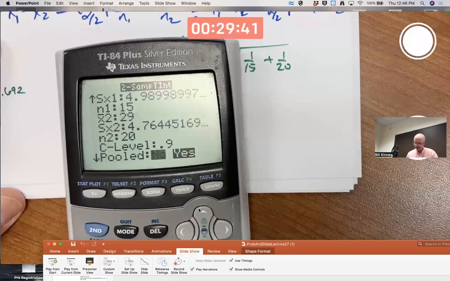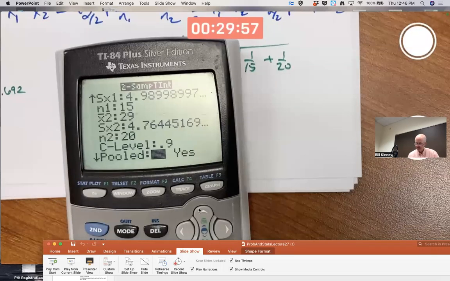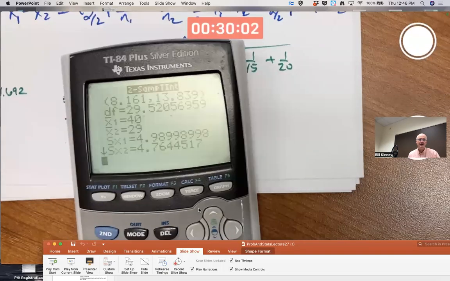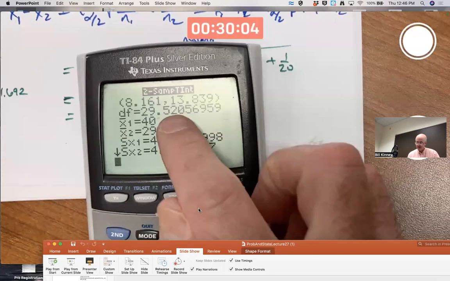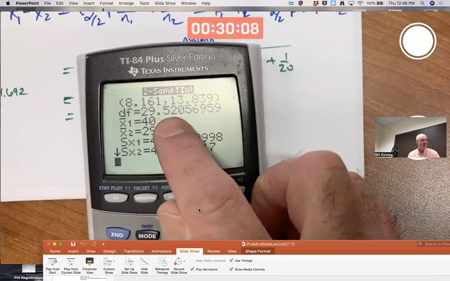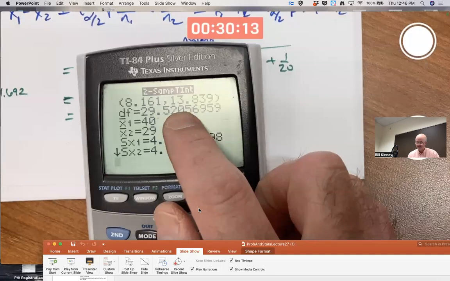Let's not pool. Do I have a guess? I have a guess that maybe the degrees of freedom will be smaller. And in all likelihood, the confidence interval will be a bit bigger because it'll be conservative. But I could be wrong. Yeah, degrees of freedom was a bit smaller. It went from 33 to 29.52. I do believe Satterthwaite would give you the same thing, though I didn't take the time to double check it.